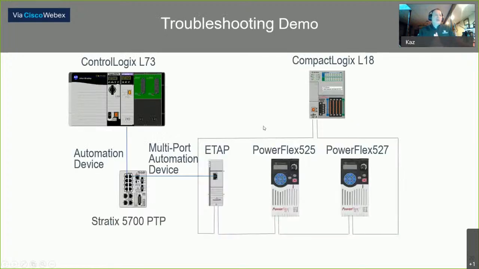Okay, so I have a troubleshooting demo here, and I've got an L73 controller, this guy, talking to port 1 of a Stratix switch, and then out port 10, I have an ETAP that is then connected to a device level ring on which is an L18 that is controlling a 525, and this 527 is controlled by the L73.